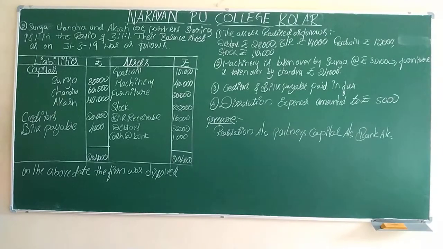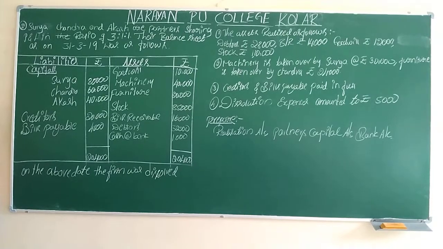Surya, Chandra and Akash are partners sharing profit and losses in the ratio of 3:1:1. Their balance sheet as on 31st March 2019 was as follows. So the balance sheet is given, liabilities amount, assets amount. Under the liability side, the first heading is capitals. Under that 3 partners are given, Surya, Chandra, Akash.